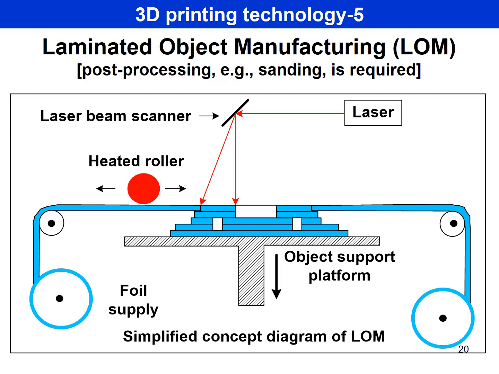Another method is laminated object manufacturing. It requires some post-processing, such as sanding. There's a laser as before here. So the laser beam is shown here and is scanning across the surface. There's a heated roller that laminates the material, and where the laser beam is hitting, the material is solidified. This is a simplified concept diagram of laminated object manufacturing.